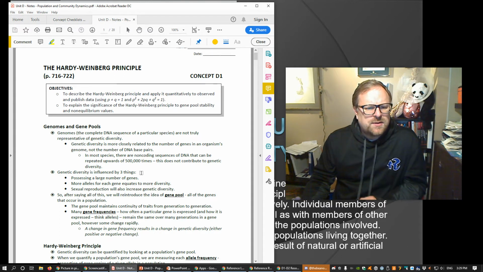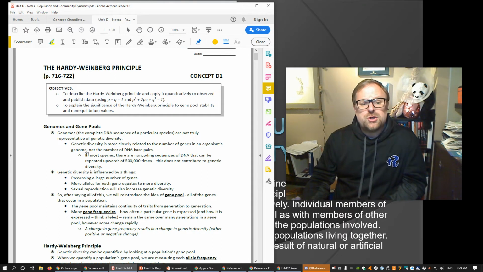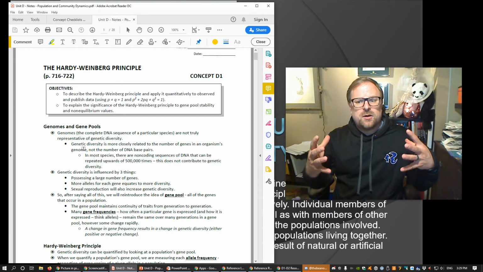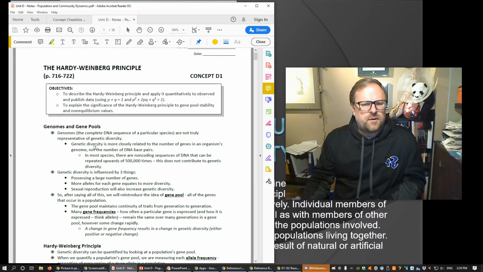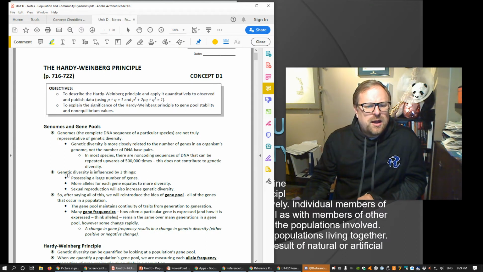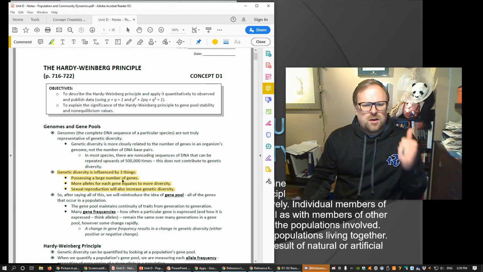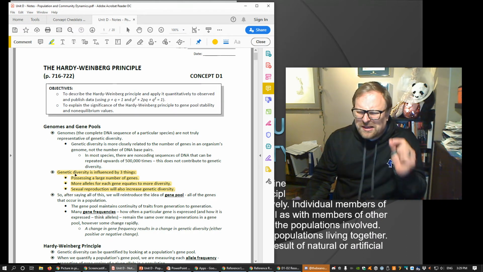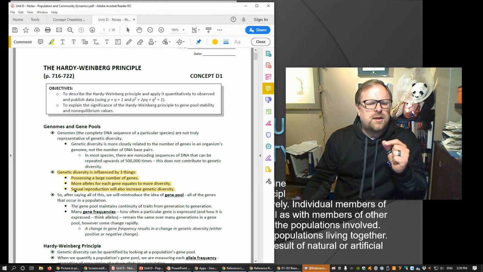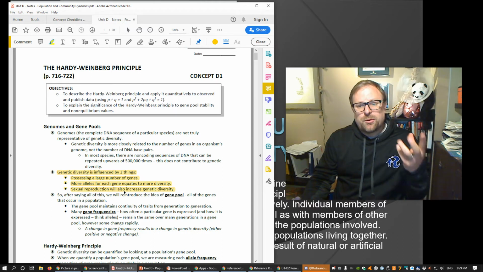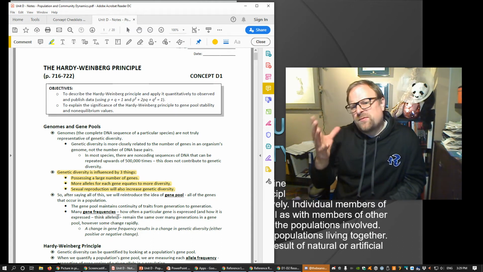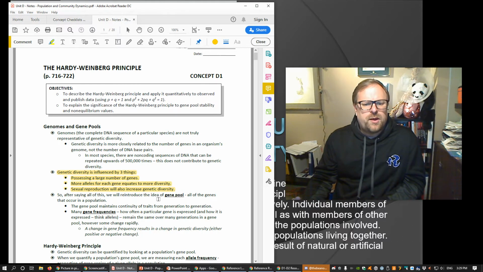So really take the time to understand what a genome is, and that is the entire genetic makeup of a particular species, and then really understand that genetic diversity is being influenced by 3 things in particular: possessing a large number of genes. And this is diversity, focusing on that word diversity. More alleles for each gene equates to more diversity, and sexual reproduction leads to more diversity as well, which we've talked about along the way from time to time.